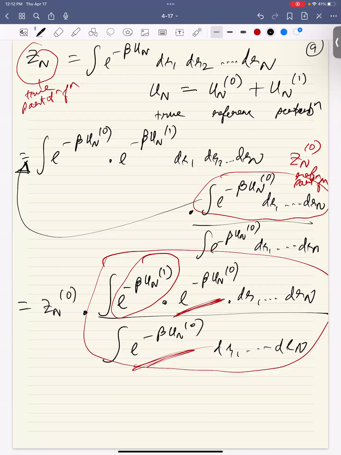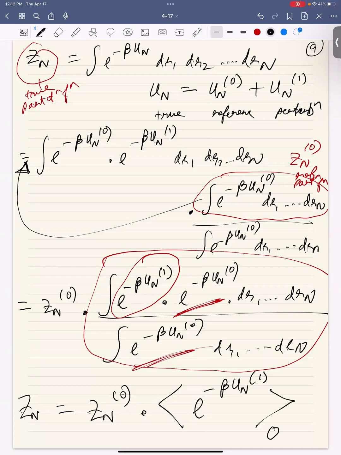Bingo, we have proven Zwanzig's formula in 2 lines, which is incredible. So we have just shown that Zn is equal to Zn0 multiplied by the ensemble average of e to the power minus beta Un1, the perturbation in the potential energy in the reference potential. That's it. This is Zwanzig's formula we just proved, and this is exact. This is not assuming any pair interaction terms or anything like that. This is an exact term.